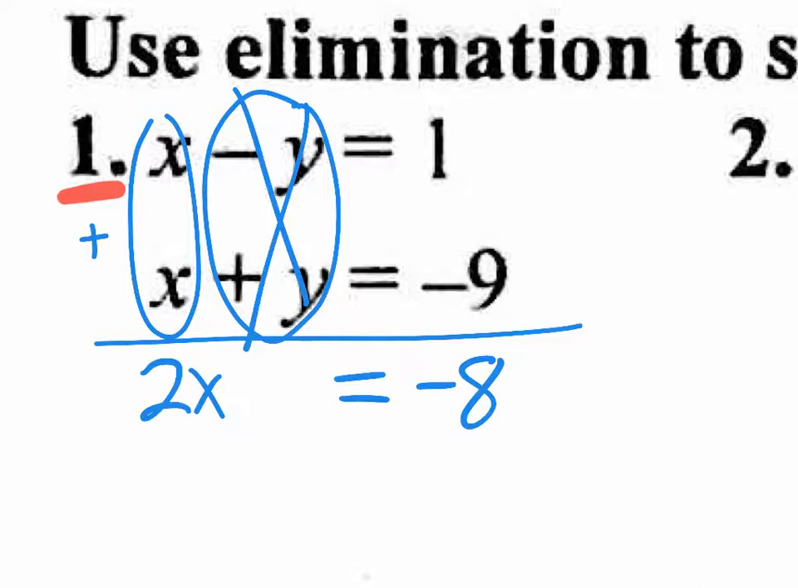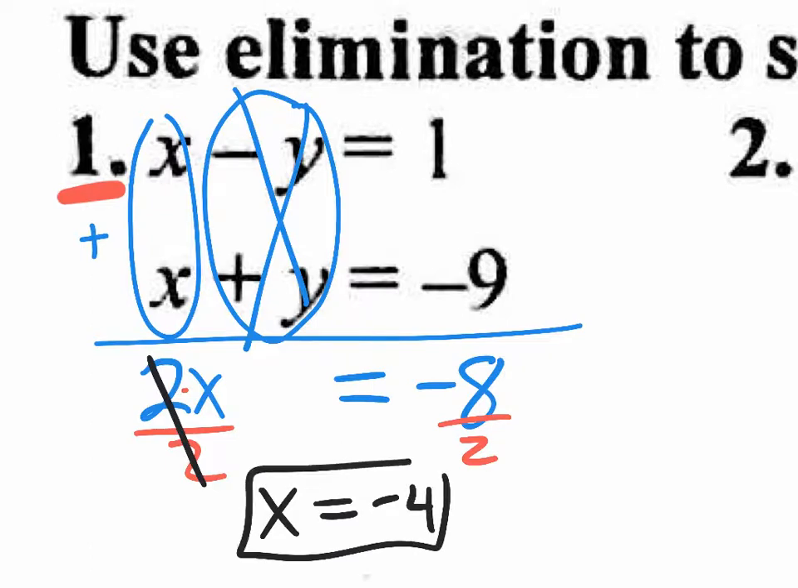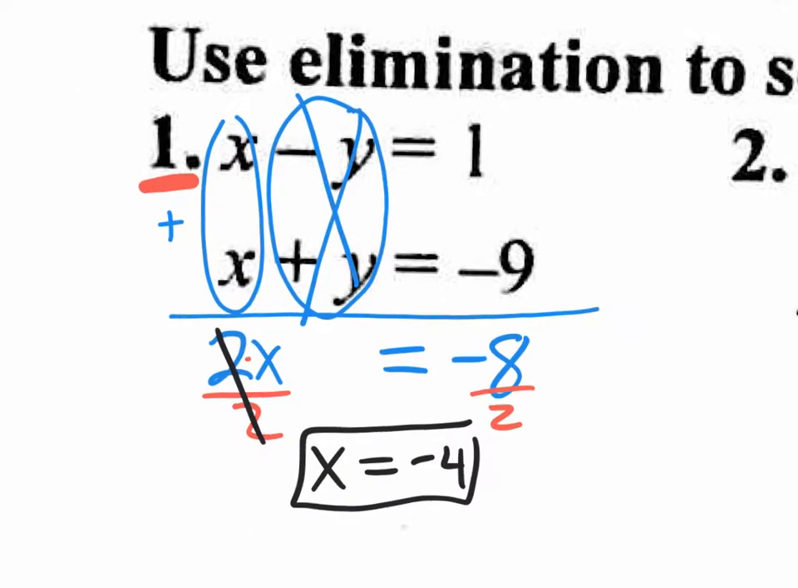So what we have right here in blue is a simple one-step equation that says 2x equals negative 8. If you want to get rid of that 2 in front of the x, what do you do? You divide by 2, divide by 2. So your answer is x equals negative 4. That's one answer. Now you still need the other answer.